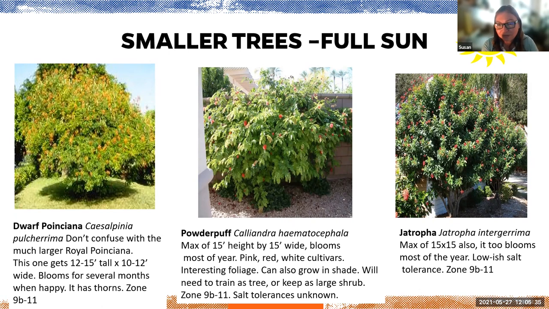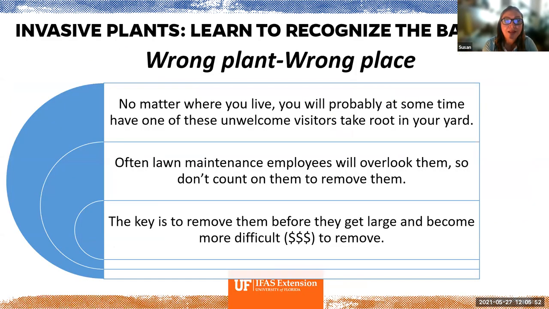And Jatropha, I didn't mention Jatropha earlier. This becomes a nice little small tree of about 15 feet high by 15 feet wide. It too blooms for most of the year and is very attractive to butterflies and hummingbirds as well. Okay, I think that's the last of the plants, as far as the good plants go.